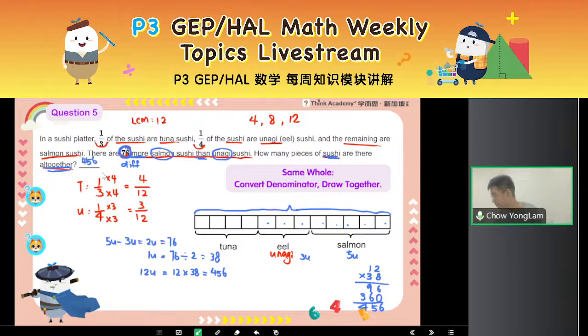Okay, so far, any questions? Okay, the same thing applies. Find a common denominator before you draw the entire bar model for everything. Right? Okay, if you are still confused, it's okay. Teacher Yona will have one more similar question for you. Are you ready? Okay, let's go.